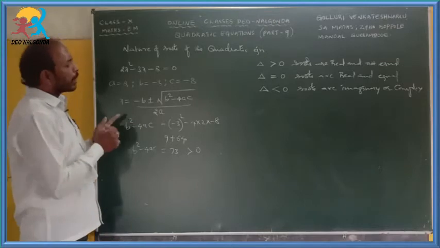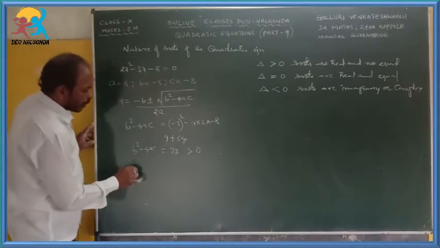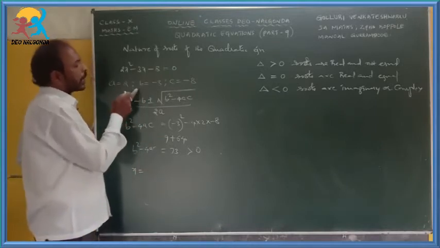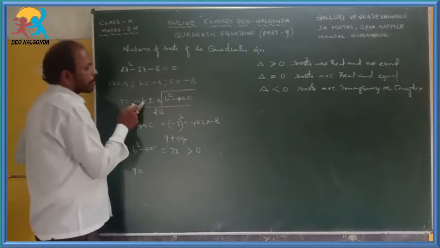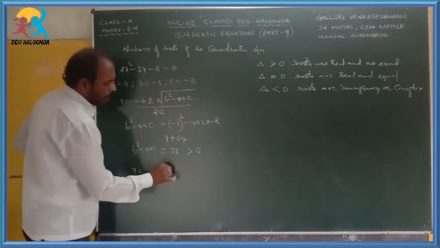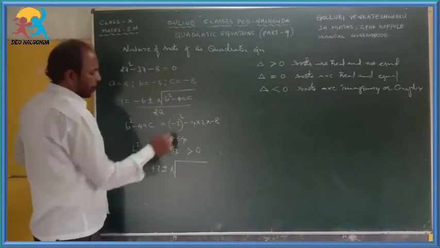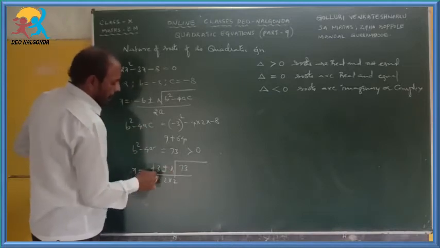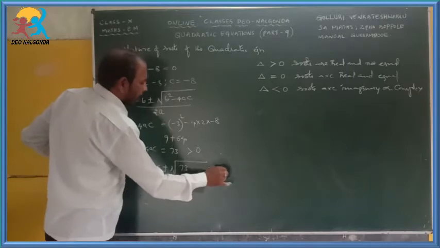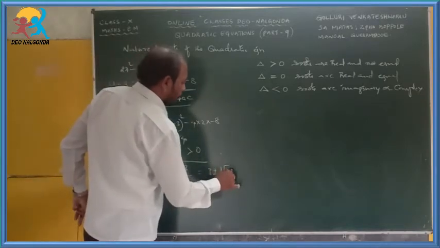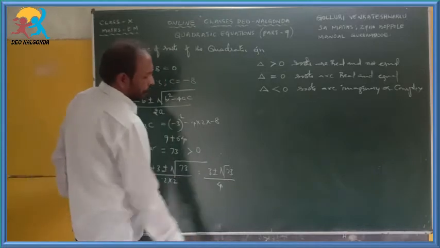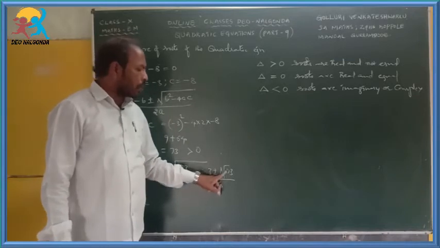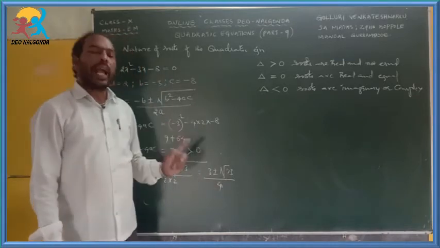Now look at the answers, minus b. So x is equal to minus b means we need to change the symbol of b, so minus minus 3 gives plus 3, plus or minus root of b square minus 4ac value, root 73, by 2 into a value 2. So the answer is 3 plus or minus root 73 by 2 2s are 4. So 3 plus root 73 by 4 is the first answer, and 3 minus root 73 by 4 is the second answer. It has two different roots.